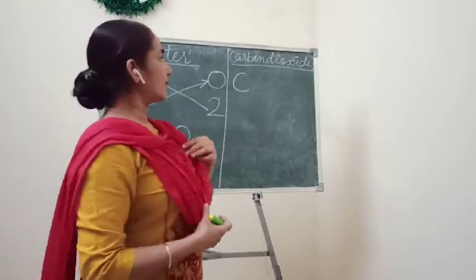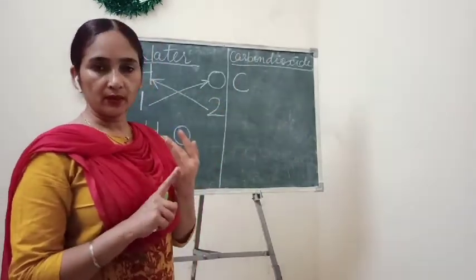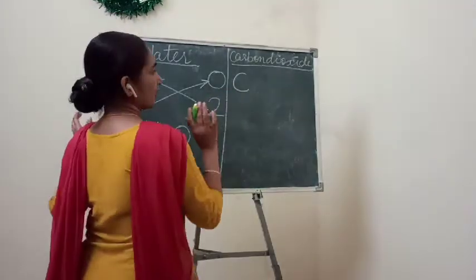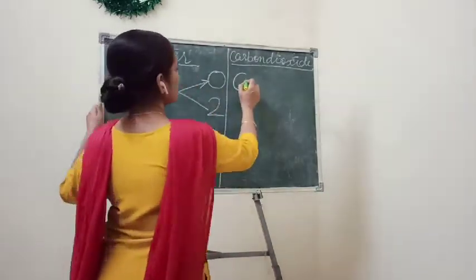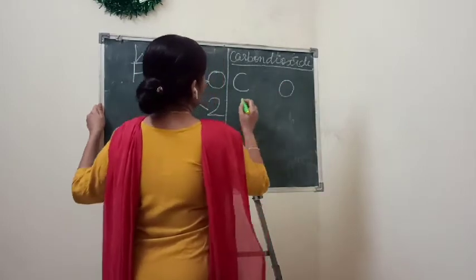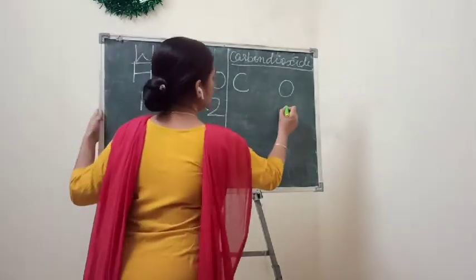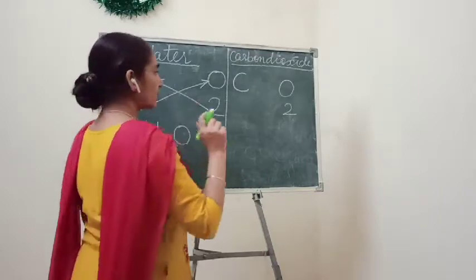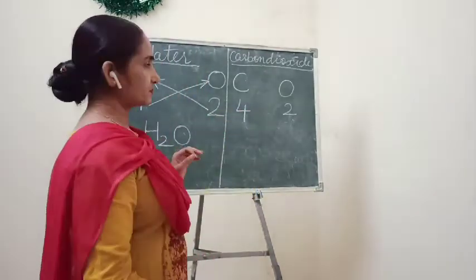Children, you know that carbon dioxide is a combination of carbon and oxygen. Two elements are there, that's why it is a compound. So for its formula, in the same way we write carbon and here we write oxygen. Do you know the valency of oxygen? 2. And the valency of carbon, you can see from the table, is always 4.